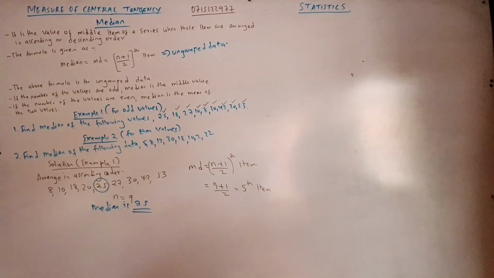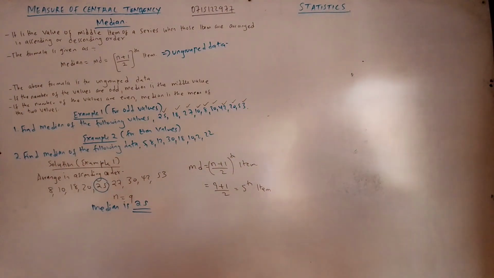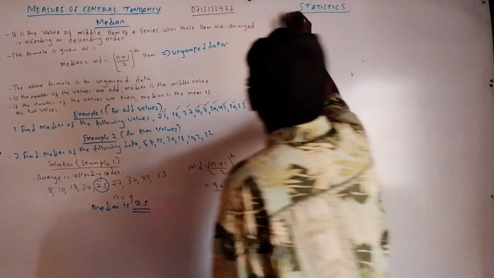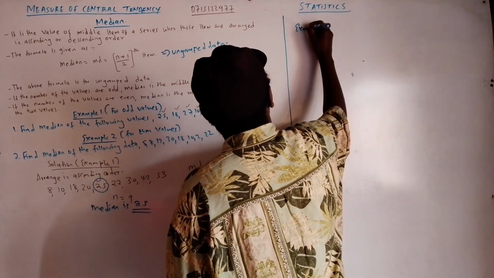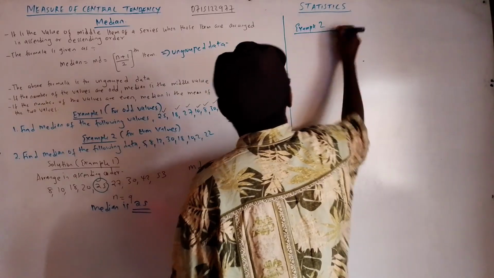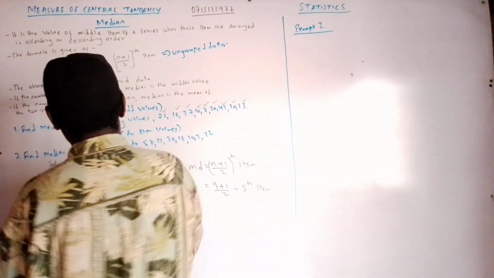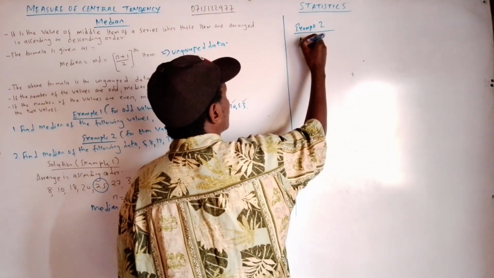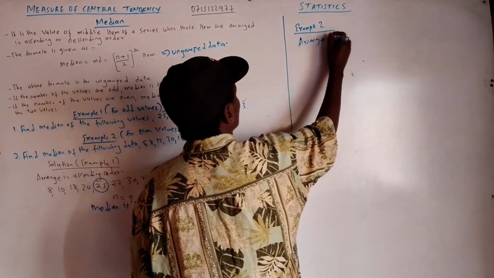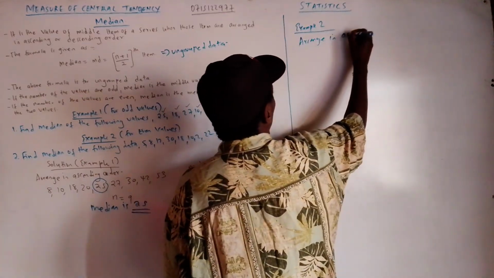Now let's go to example 2, where we have an even number of values. Example 2: find the median of the following items. Before we do, let us arrange them in ascending order.